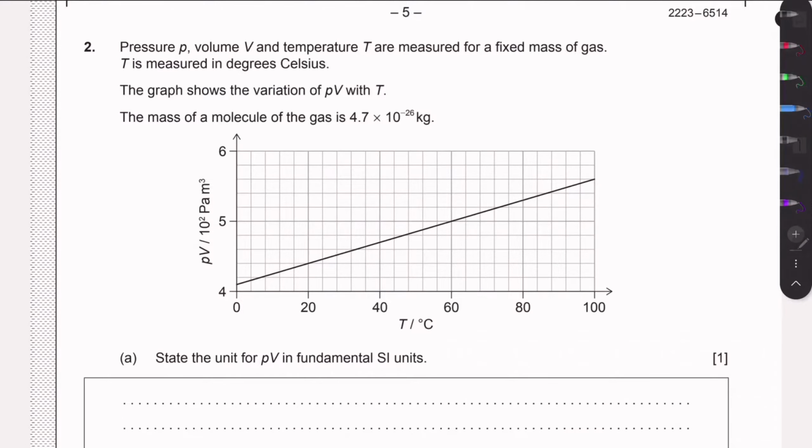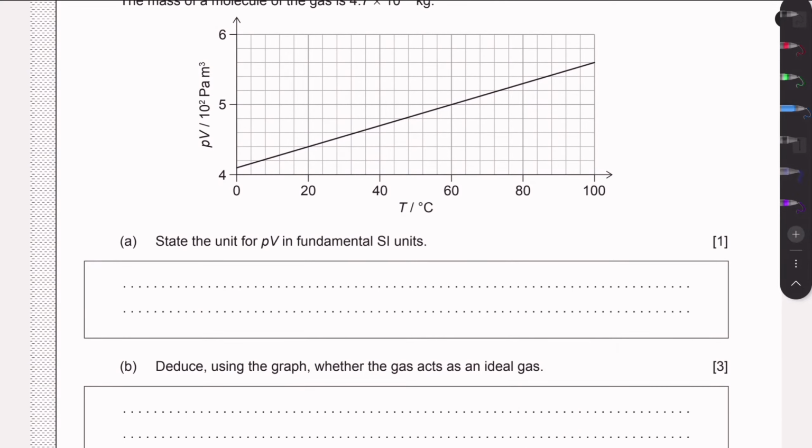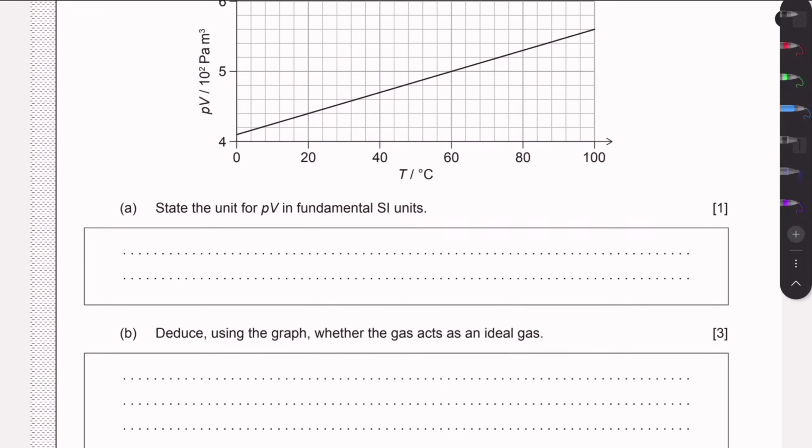So this is going to be question 2 in the May 2023 Time Zone 2 paper 2. Here we're given a graph which shows the variation of pressure times volume with temperature of a gas, and we're also given the mass of one molecule in this gas. So in part A we need to state the unit for PV in SI units.